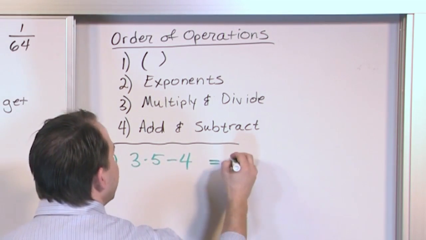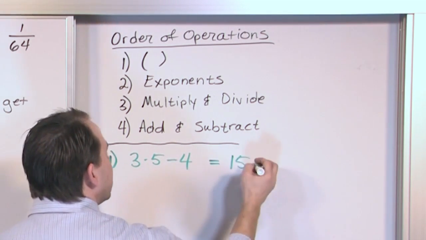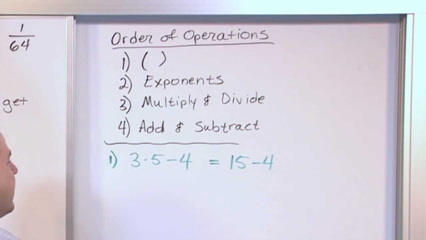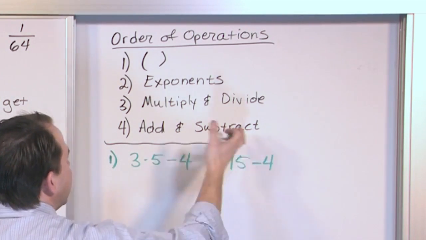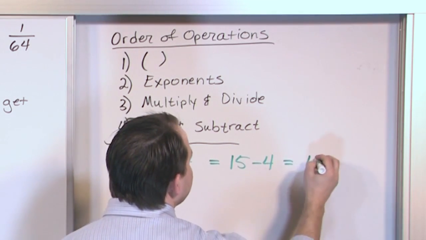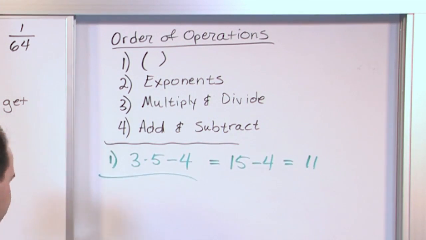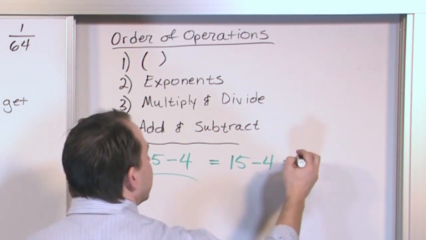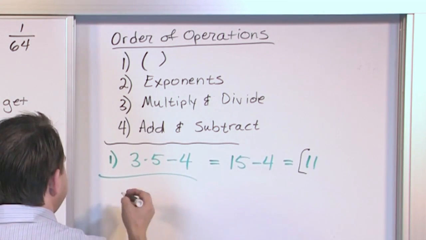3 times 5 is 15. You have to keep this along for the ride because you haven't done them yet. Now you look at this and you say, well, the only thing left is subtraction. I can do that because there's nothing else to do. 15 minus 4 is 11. Bingo, you've got your first answer. Very simple. All right. Now, let's take something a little bit different.